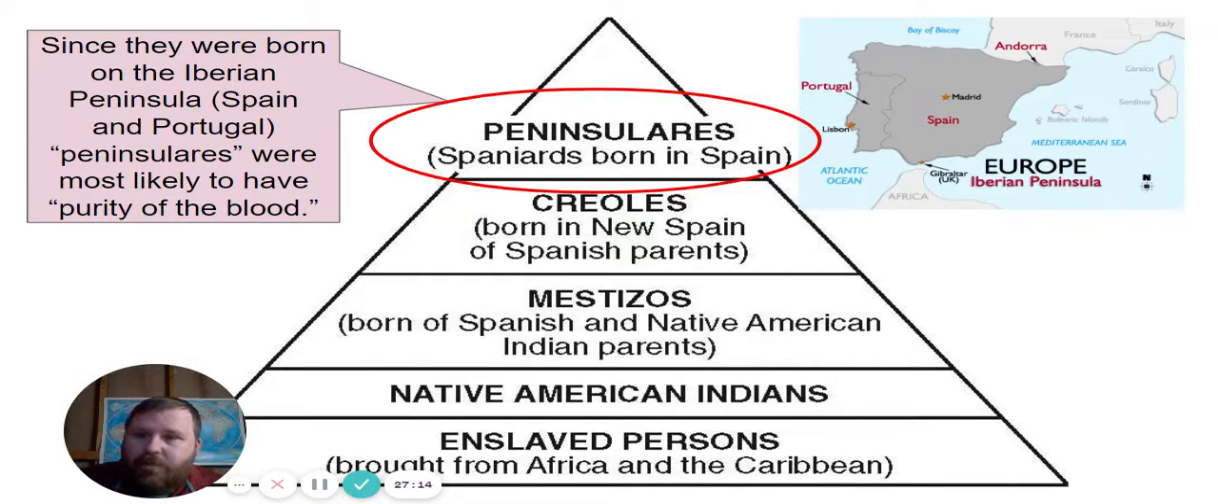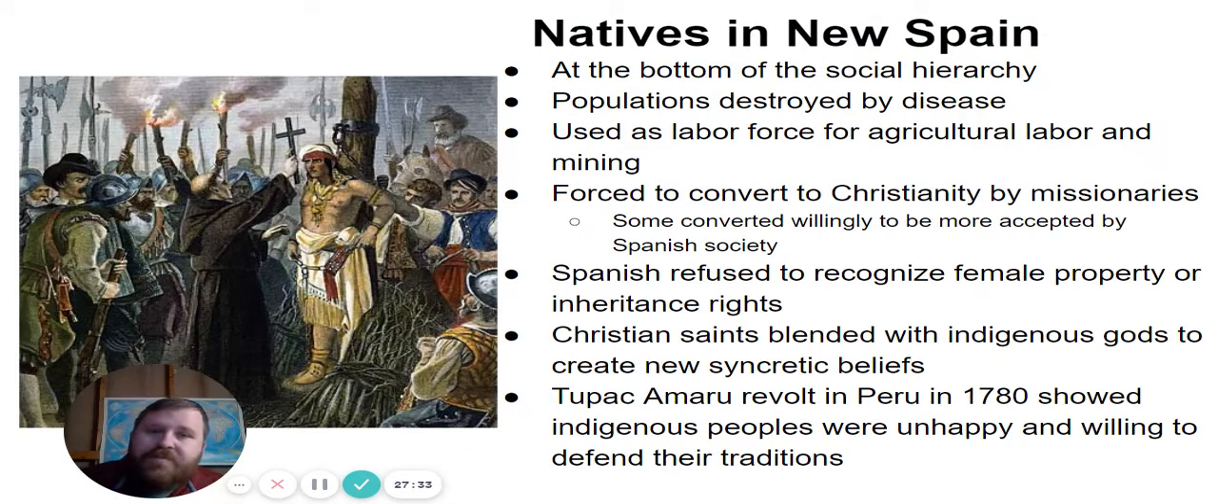Okay, so since they were born on the Iberian Peninsula, which is Spain and Portugal, Peninsulares were most likely to have purity of the blood, and then it goes down from there. Again, that's one of the reasons why the Creoles, even though they supposedly have two Spanish parents, are lower, because they're not as likely to actually have pure blood.